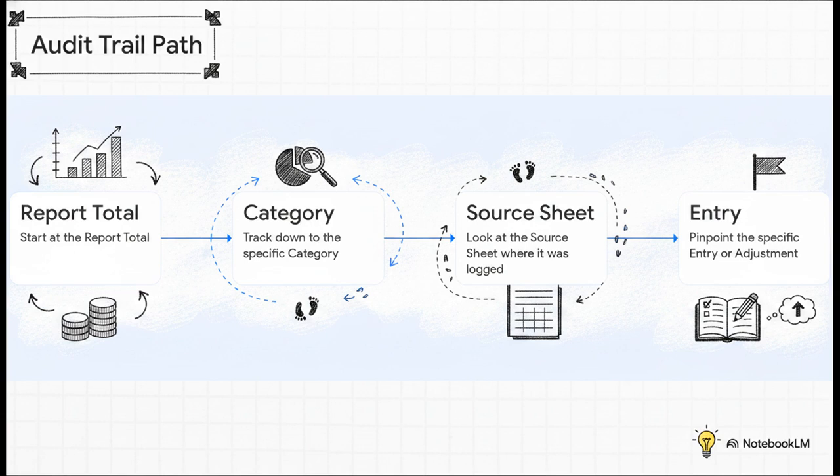Now, if a number on those statements doesn't make sense, you can empower yourself by using the Audit Trail review path. It's super simple. Start at the report total, track it down to the category, check the source sheet where it was originally logged, and pinpoint the specific entry or adjustment. Trace it back. And hey, if you still can't figure it out, just flag it. Getting stuck is perfectly fine. Hiding it is what we want to avoid.